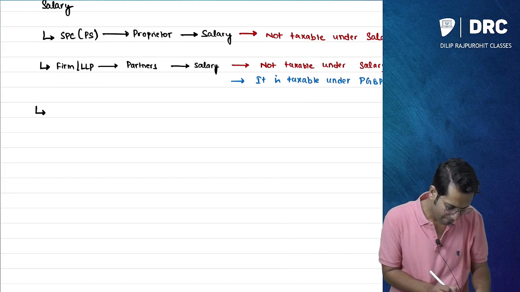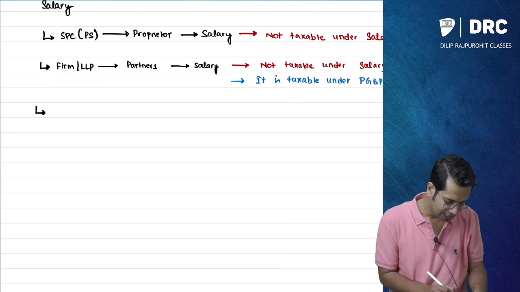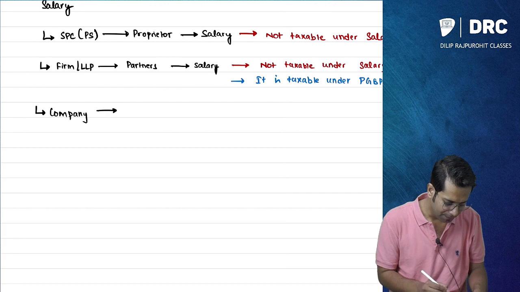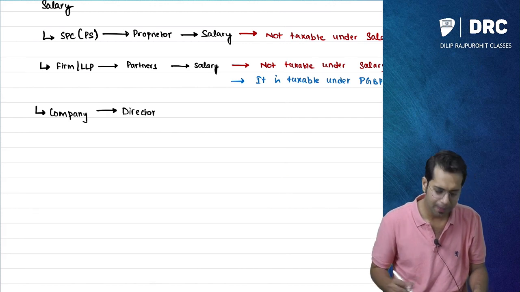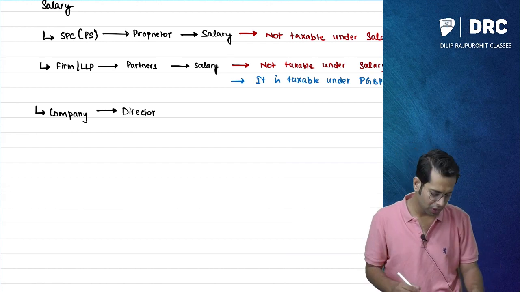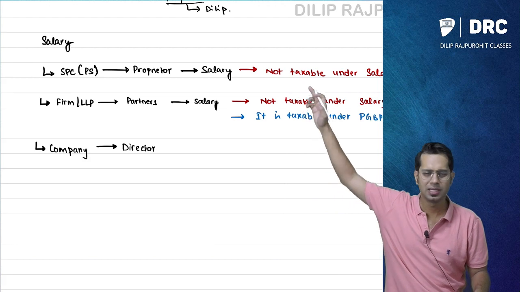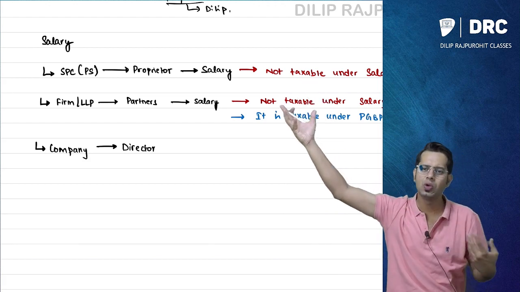Next point. Say there is a company. Now, whom will the company make the payment to? The company is making the payment to its directors. Now, please note, in these cases, I am just talking about the owners of the business.